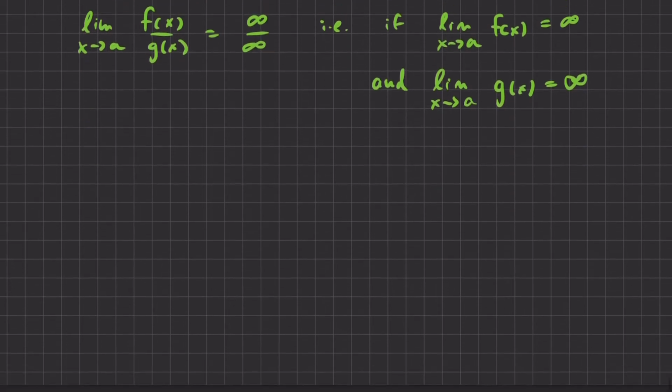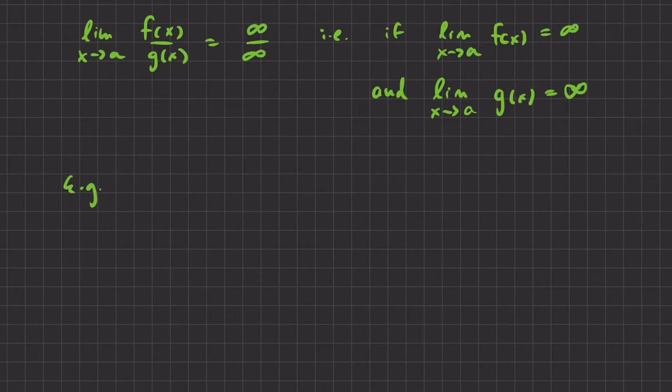Okay, so let's try an example. Got a few examples here that we could try. Let's do something simple. This is kind of like the canonical example. You guys have probably seen this one before, and you've probably evaluated it in different methods. That's kind of one of the themes of L'Hôpital's rule, that it's just another tool in your toolbox, right? Quite often in calculus, there's many ways of solving something. This is just one more way that you can solve a limit.